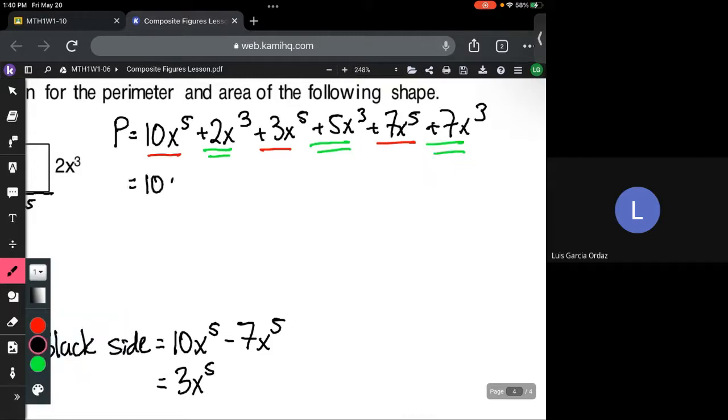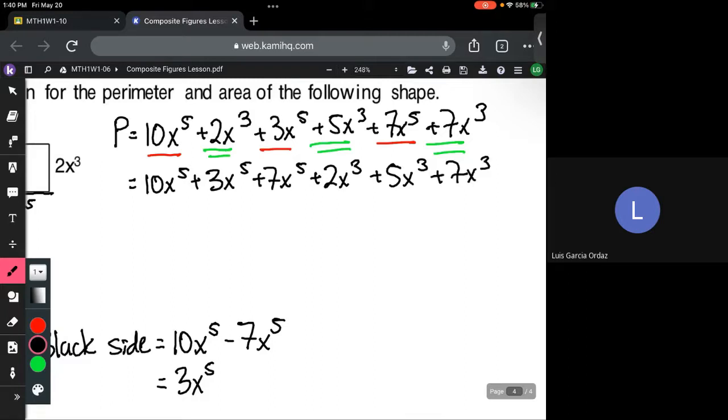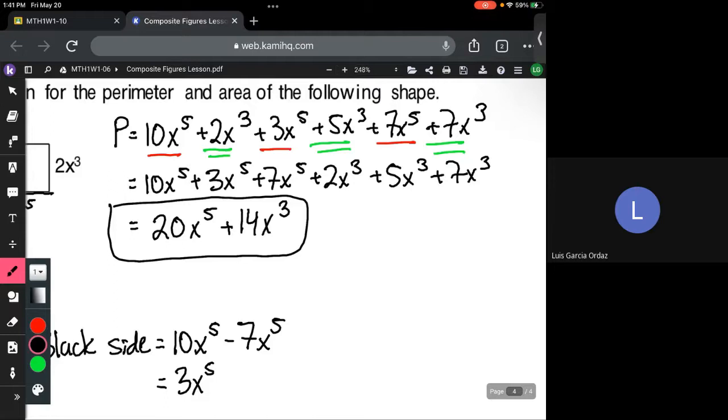So I'm going to get 10x^5 plus 3x^5 plus 7x^5 plus 2x^3 plus 5x^3 plus 7x^3. So who can add up all of the like terms that have x to the power of 5? What does that give us, Laura? 20x^5. And how about the other three added together? Maya? So that's the expression for the perimeter of that composite shape: 20x^5 plus 14x^3. Just keep it like that. Well, you want to simplify it?